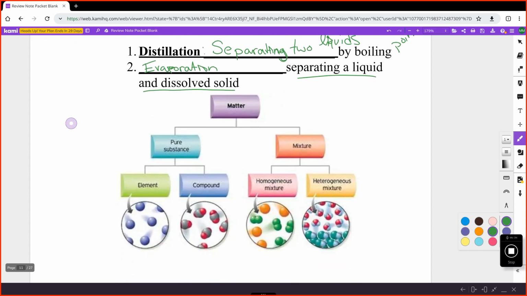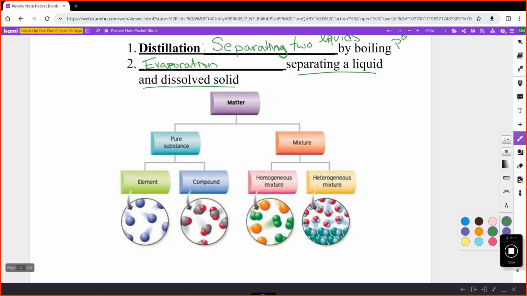Here's a nice little picture of what we were talking about, right? Matter can be either a pure substance or a mixture. A pure substance can be an element or a compound. Pictures down below. A mixture can be either homogeneous or heterogeneous. And the thing with heterogeneous is you can see the actual delineation between the two different substances that are mixed together. Okay, so that's kind of how we classify matter.